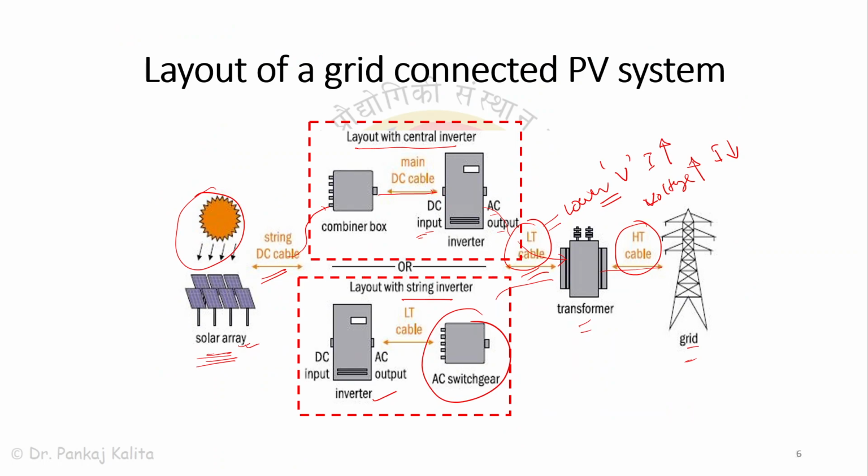There can also be various layouts of a grid connected PV system. A combiner box can be there where all the strings get connected and then it is fed to the inverter. Otherwise, a single string can be connected to the input, and the output is fed to the AC switchgear.